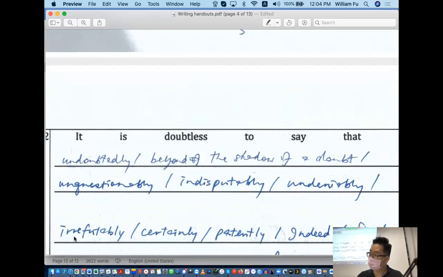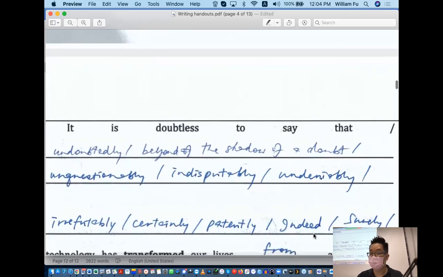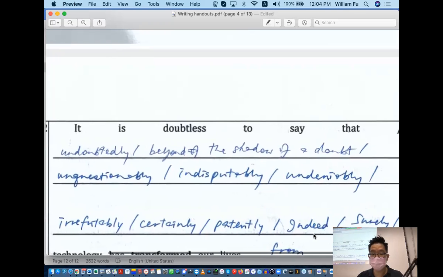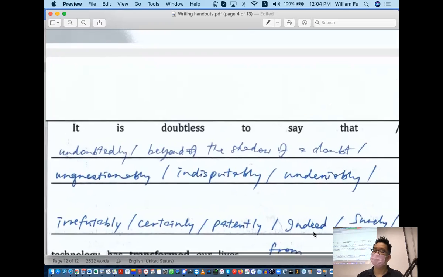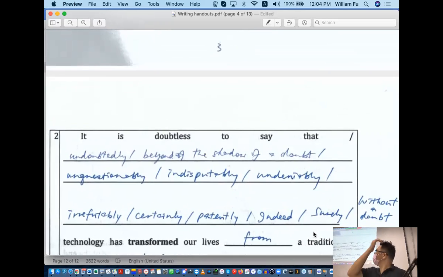Either which one? Undeniably. Yes. Did you write that? Okay. Irrefutably, certainly, patently, indeed. Oh, I thought it was a G. Oh, sorry, indeed. Or surely. Or without a doubt.